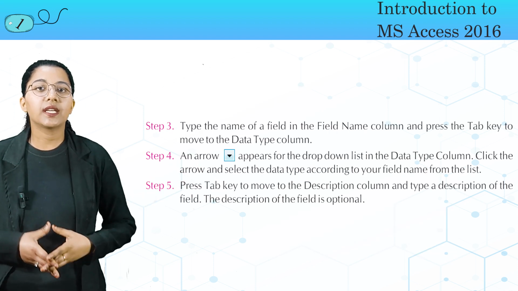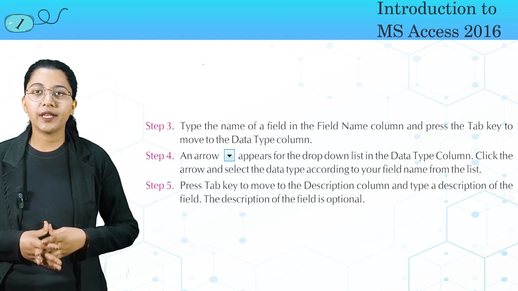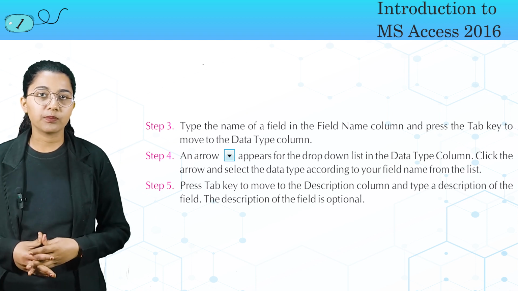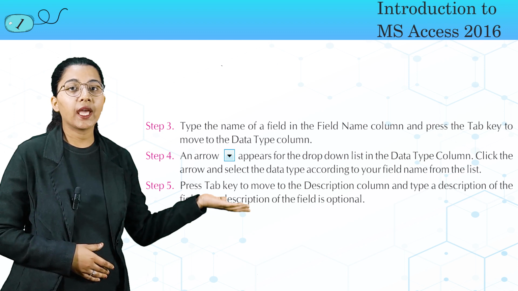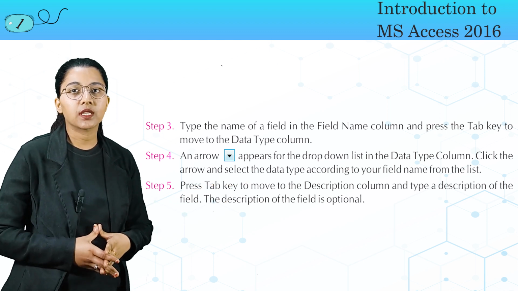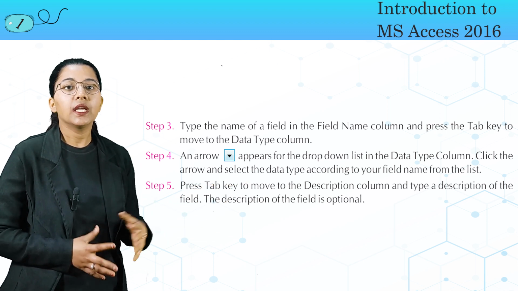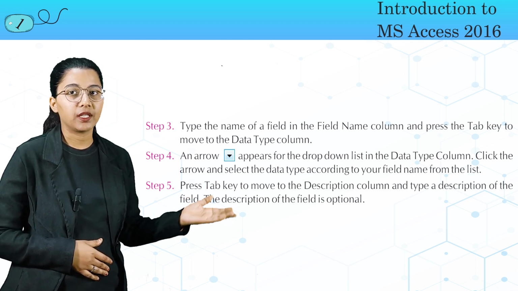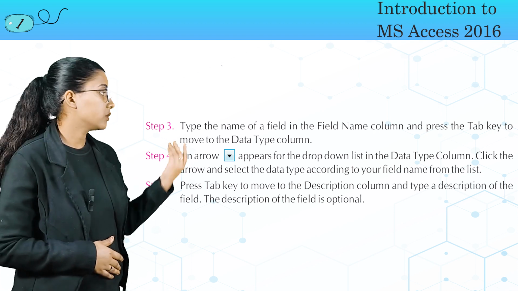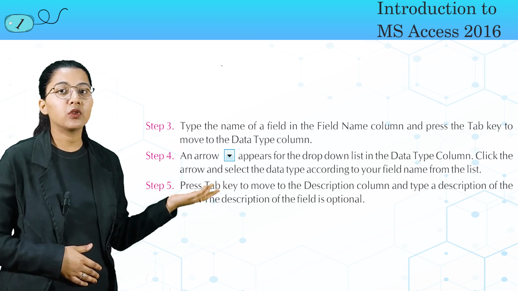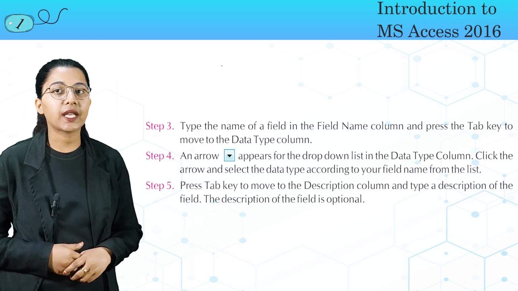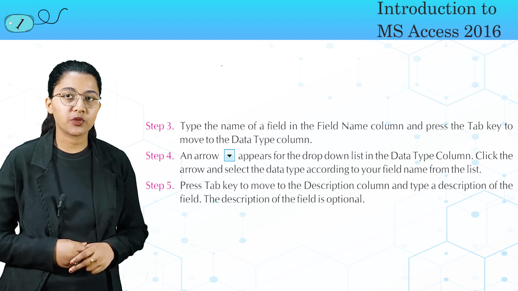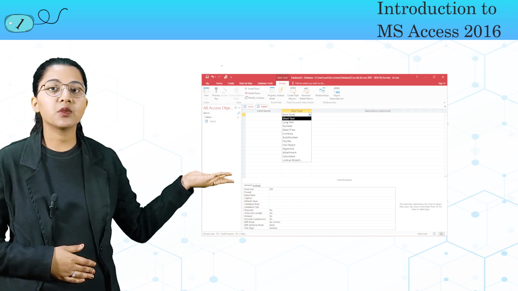Step 3, type the name of a field in the Field Name column and press the Tab key to move to the Data Type column. Now step 4, an arrow appears for the drop down list in the Data Type column. Click the arrow and select the data type according to your field name from the list. Now step 5, press the Tab key to move to the Description column and type a description of the field. The description of the field is optional. This is the interface you might see.